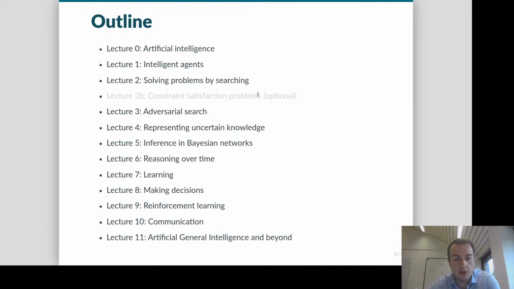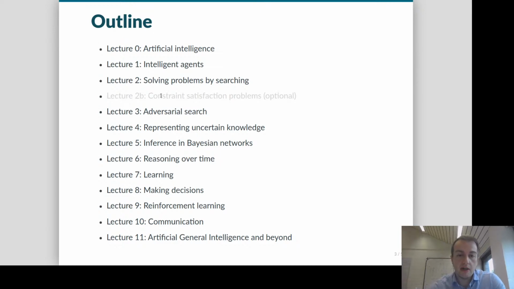You will be given 12 lectures in total. 2 of them are being given today, so lecture 0 and lecture 1. Then next week, you will have lecture 2 on solving problems by searching. Then we'll talk about adversarial search, which is the kind of search algorithm that you need when you have multiple agents in the same environment.